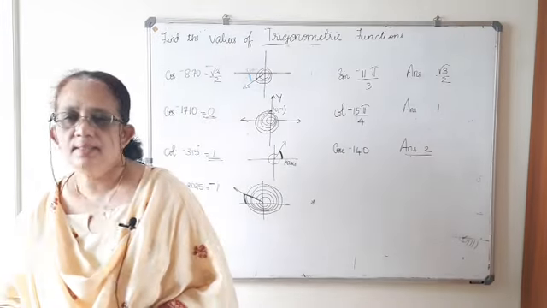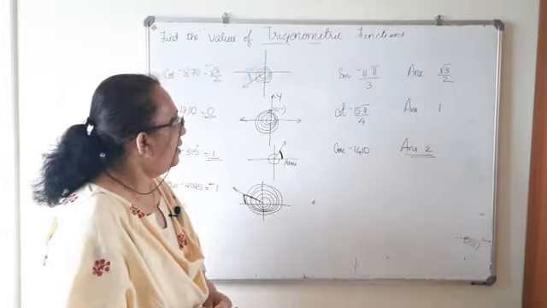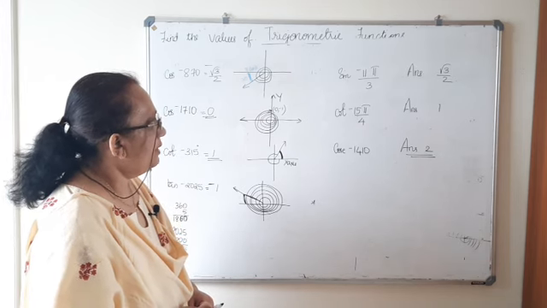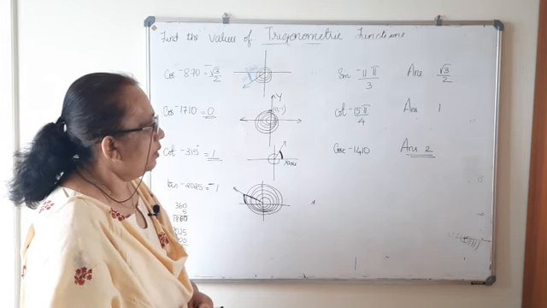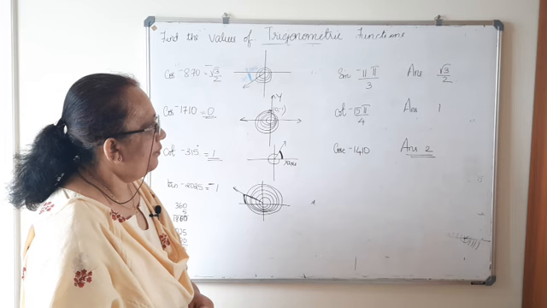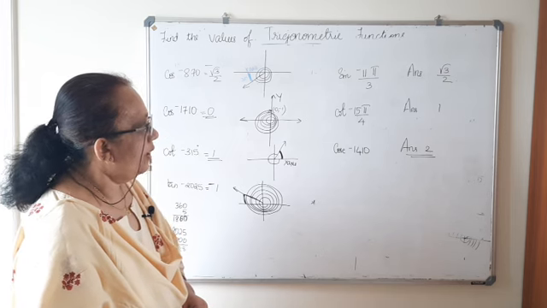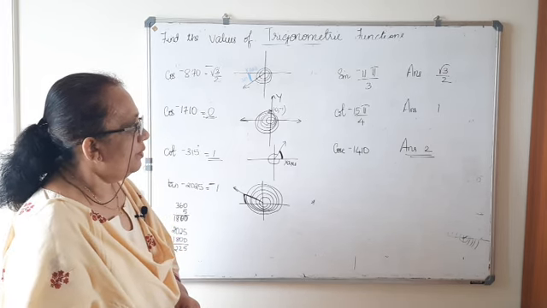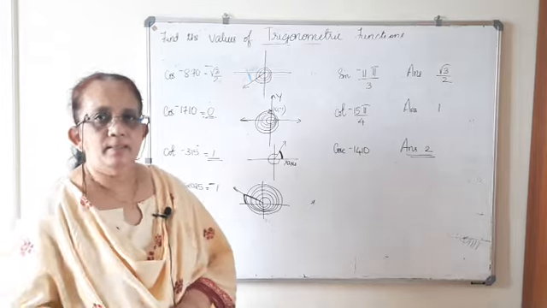So these three questions you can do as an assignment. Sine minus 11 pi by 3, answer you should get as root 3 by 2. Cot minus 15 pi by 4, answer is equal to 1. Cosecant minus 1410, answer is equal to 2.